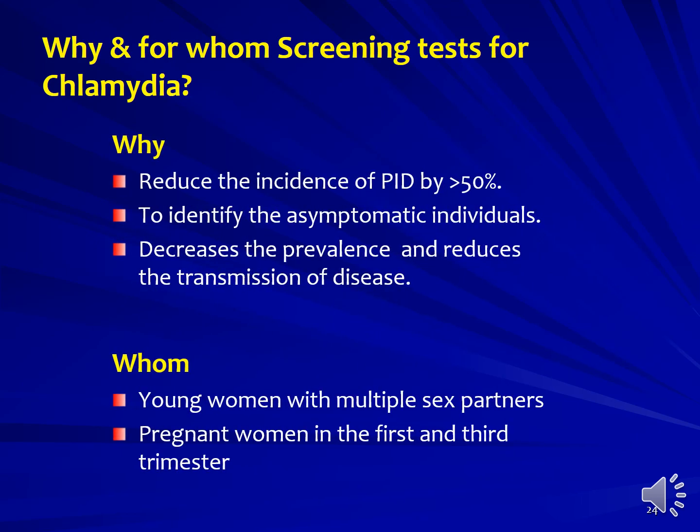Now, why and for whom do we have to do the screening test for chlamydia? To reduce the incidence of pelvic inflammatory disease by more than 50%, and to identify the asymptomatic individuals, because these asymptomatic individuals act as main transmitting agents by harboring this bacteria. Screening decreases the prevalence and reduces the transmission of disease. For whom? Young women with multiple sex partners and pregnant women in the first and third trimester of pregnancy.